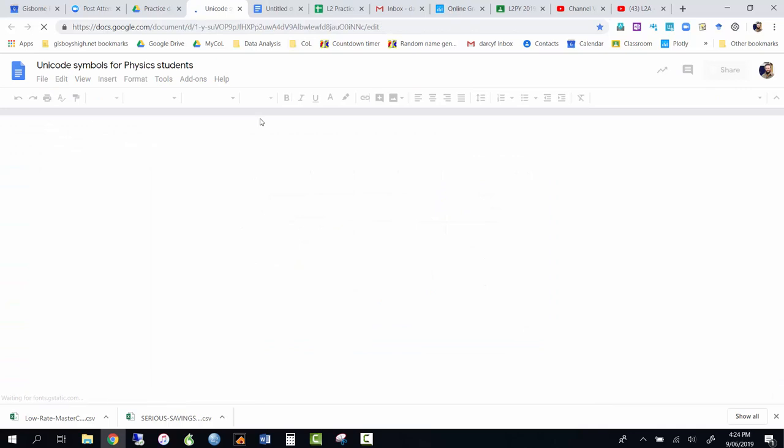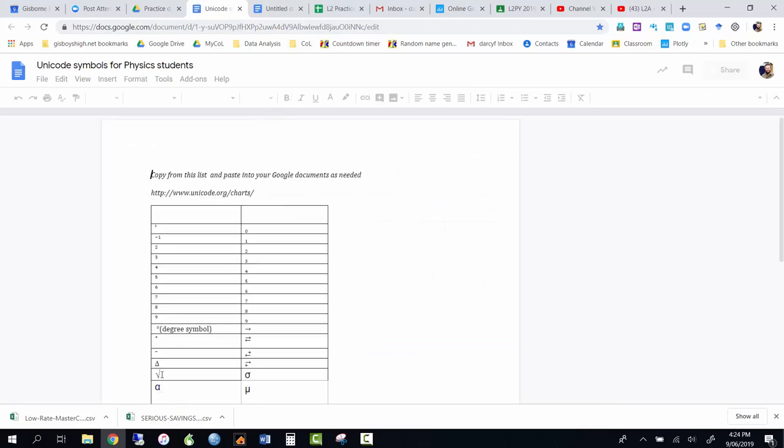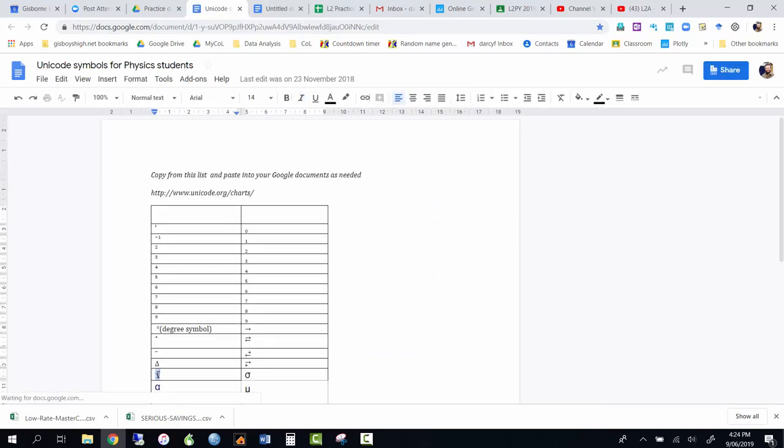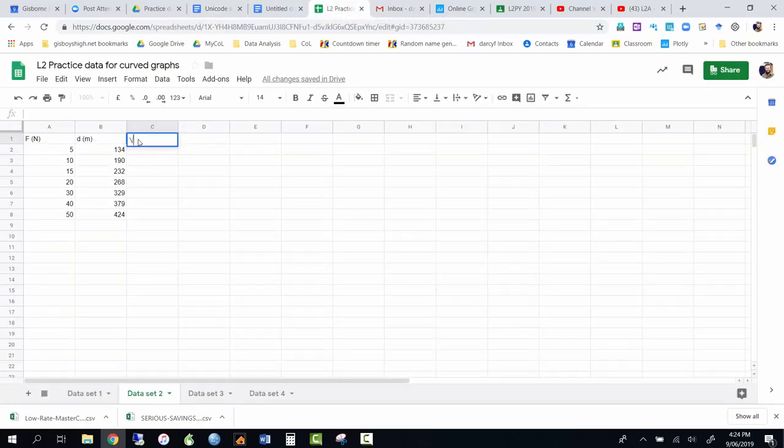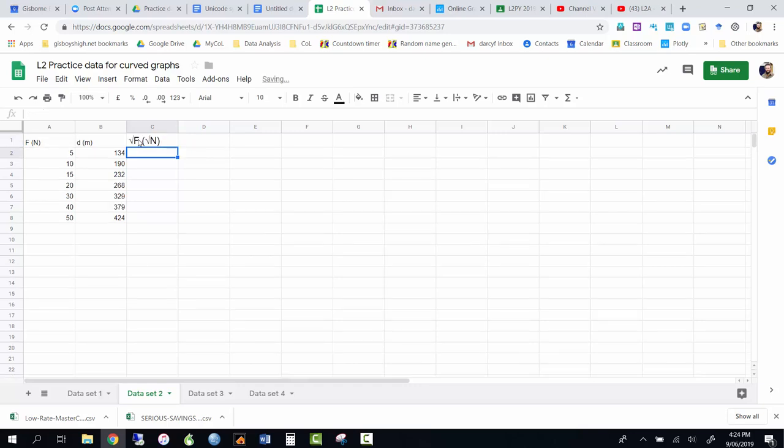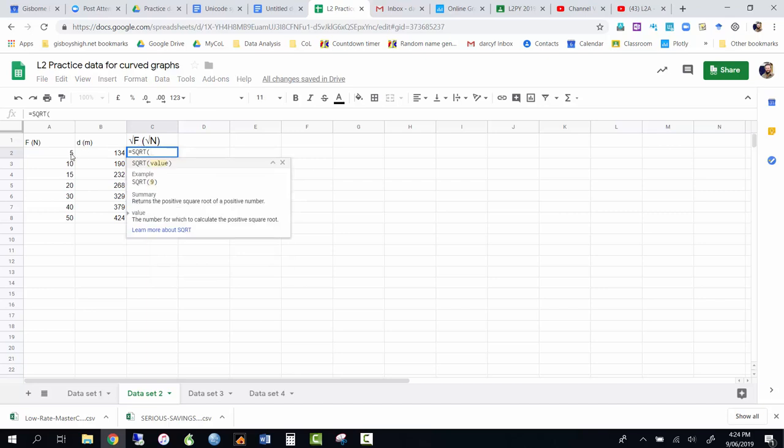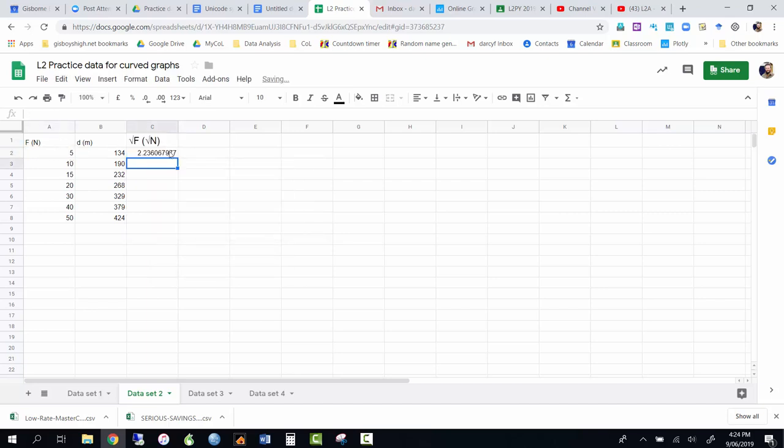Let's go back and calculate. So I'm going to get the square root symbol, and I can then use that in my f, and my units are going to be the square root of the Newton, because whatever you do to the variable, you do the units. Let's calculate that. S equals sqrt, for square root, of f. There you go. And there's all the rest of them. We like that. Let's not have a huge number of decimal places. I think maybe that'll do.